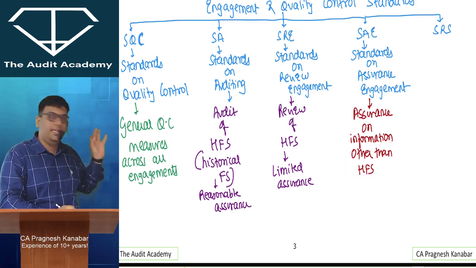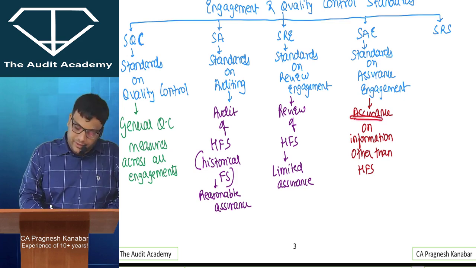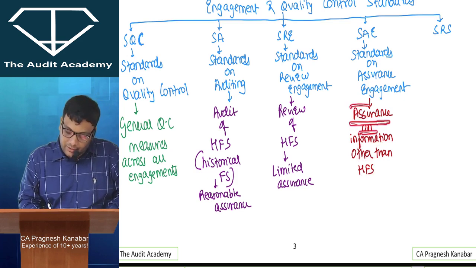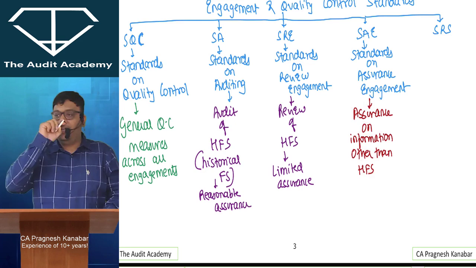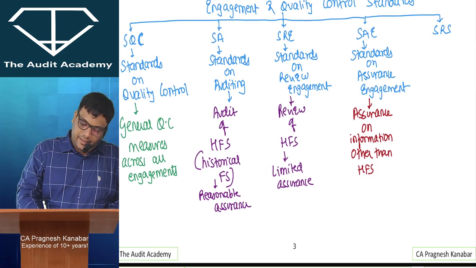So for SAE, I want just one line on the tip of your tongue right now, that it deals with assurance on information other than historical financial statements. One more time, it deals with assurance on information other than historical financial statements. All right. Then SRS.